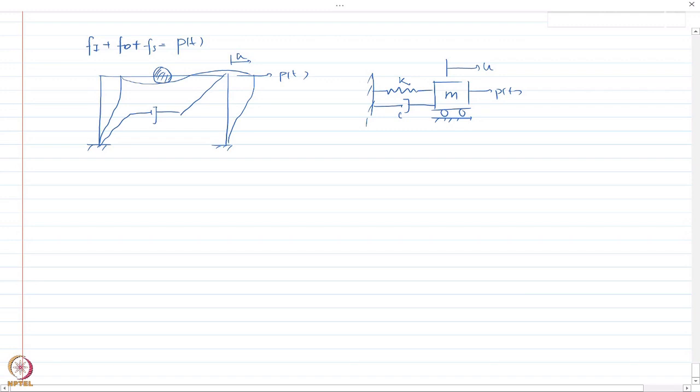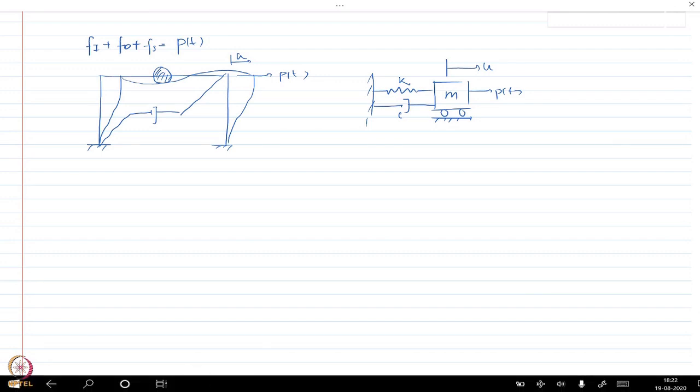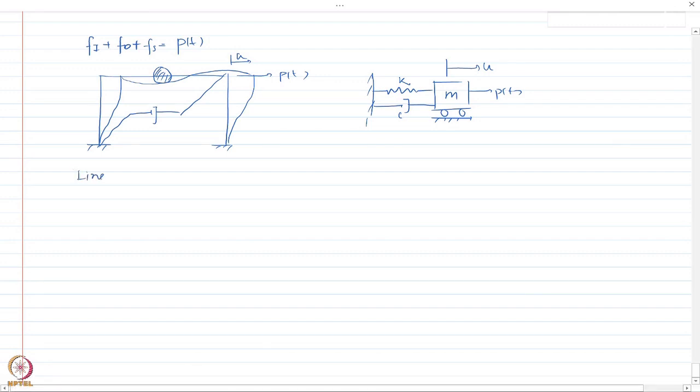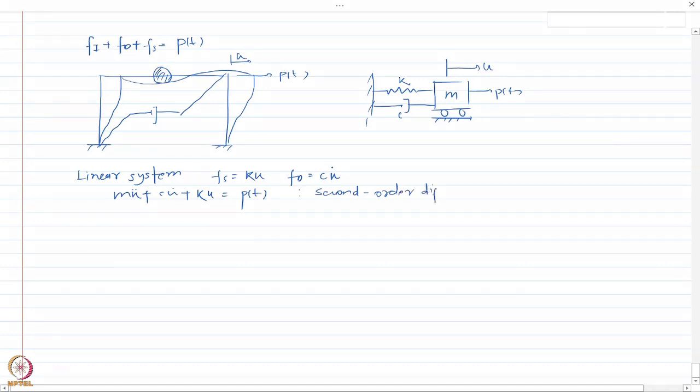So these two representations we considered, and for a linear system, we said that my spring force or the stiffness force would be simply K times U, and for a linear damper it would be simply C times velocity, so that I can write my equation of motion as m u double dot plus c u dot plus k u, and that should be equal to P of t. And this is a second order differential equation.